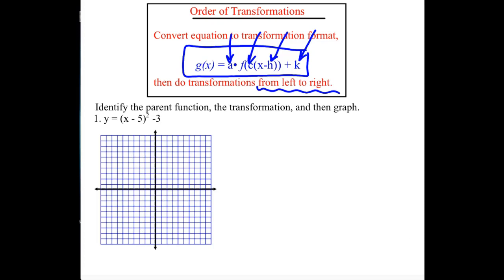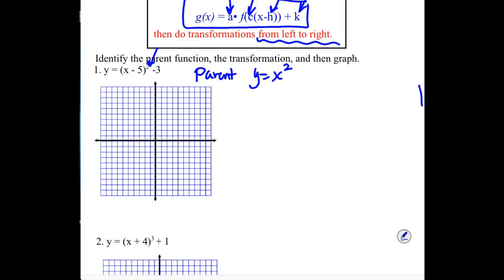All right, so it says identify the parent function, then the transformation, and then graph it. So ignore all the extra numbers. Focus on the parent function. What is happening right there? That little 2 means we're squaring it, right? The x is getting squared. So our parent function is y equals x squared. In your mind, what are you picturing? What shape? A parabola.